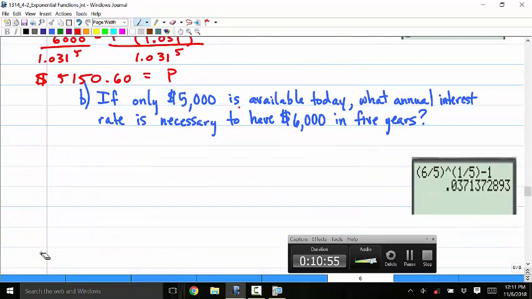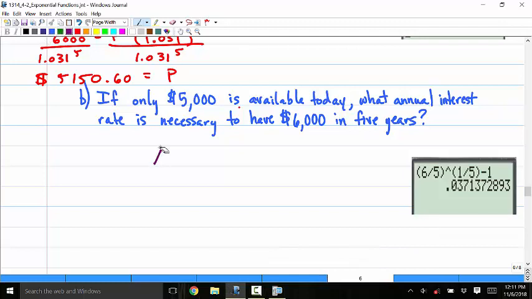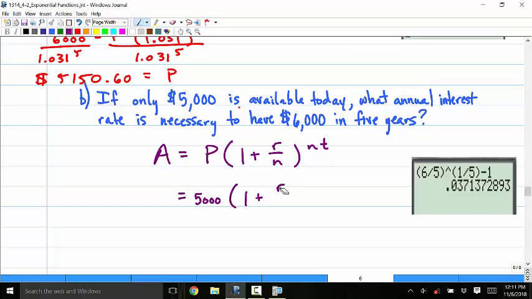Okay. If only 5,000 is available today, what annual interest rate is necessary to have 6,000 in 5 years? Okay, here we go again. A equals P 1 plus R over N to the NT. 5,000 is available today, so that's your P. What annual interest rate, so we want to keep R in the equation, and it's annual, right? So N is 1. To have 6,000, so that's your A, in 5 years. That's your T. So I have 6,000 equals 5,000 times 1 plus R to the 5.